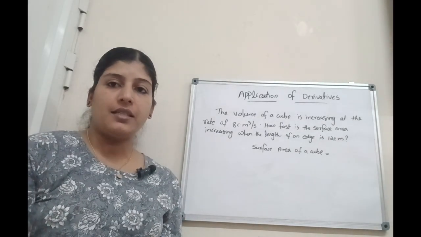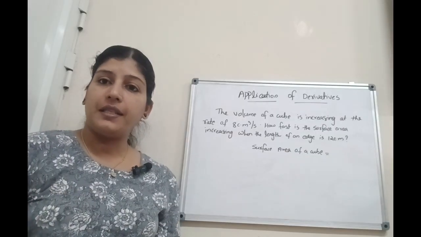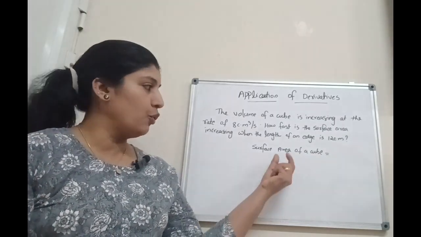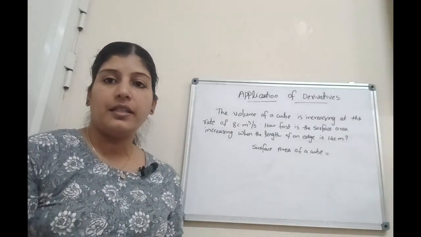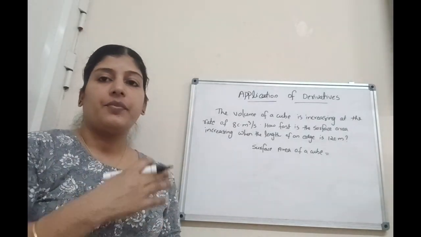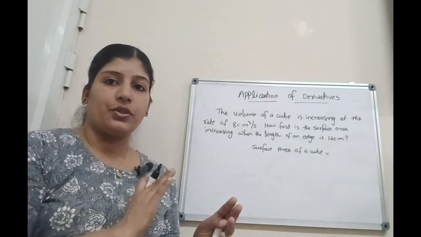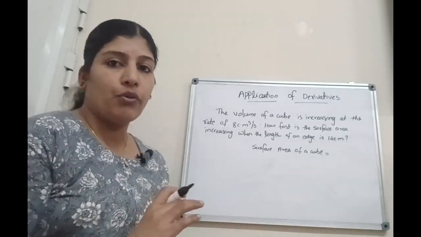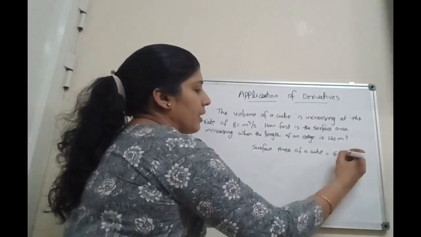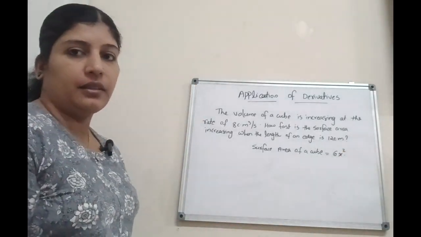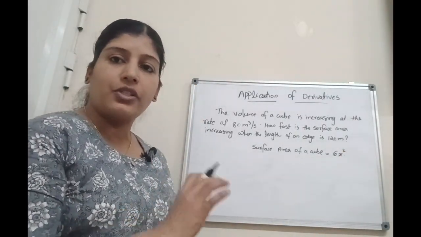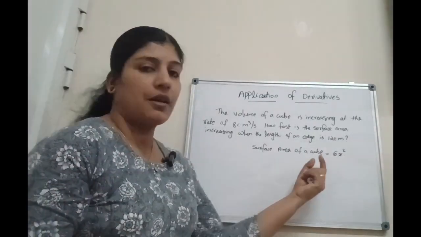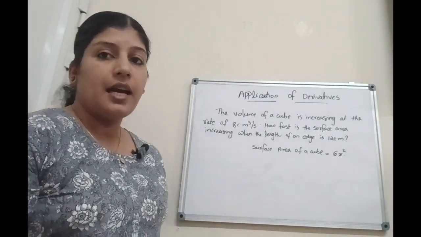Next, we have to consider the surface area of a cube. We know that a cube has 6 faces. Area of each face is x square. Therefore, area of the cube is what? 6x square. That is upper and lower face, then 4 sides also. Here each edge is x, therefore area of one face is x into x, that is x square. Therefore, the total surface area of a cube is 6x square.